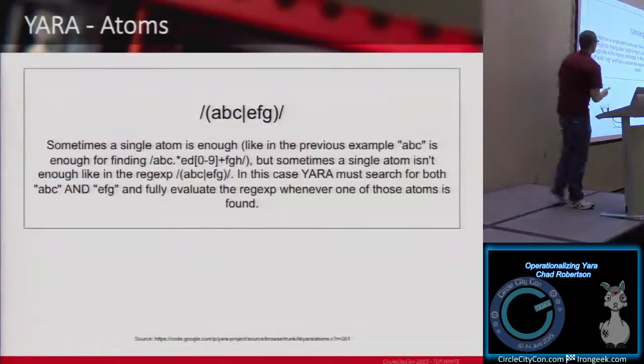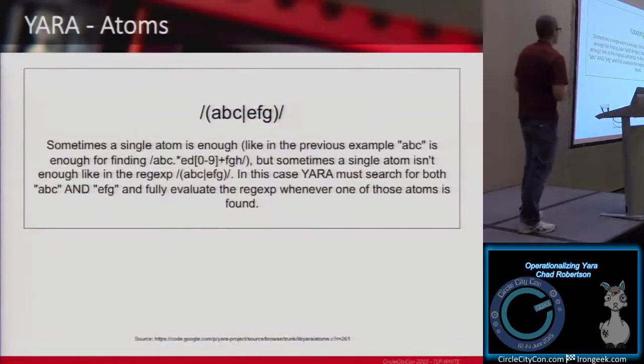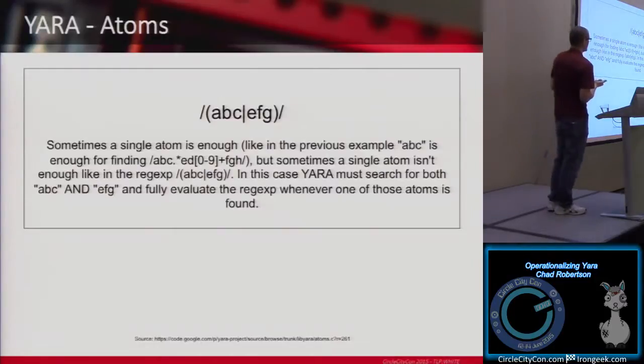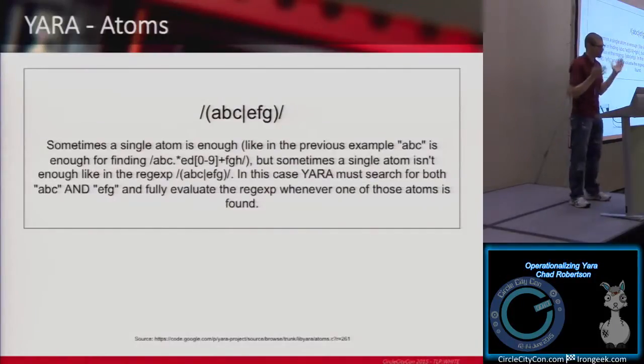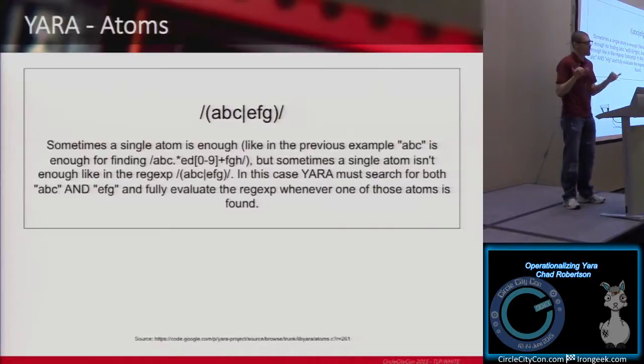And then, more about Yara atoms. Sometimes a single atom is not enough. In the previous example, ABC was enough, but sometimes a single atom isn't enough, because in this case you have an OR. So you have a regular expression, you have ABC and EFG. Both atoms would have to be evaluated because, as you can see, the regular expression can match whether one of these atoms is found.